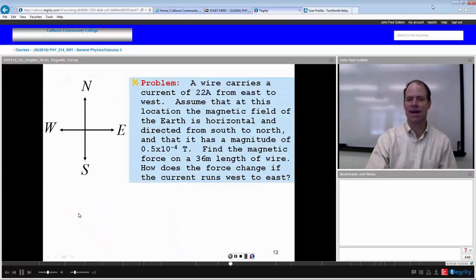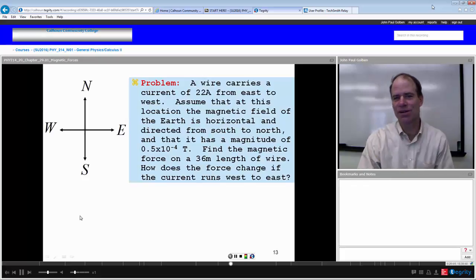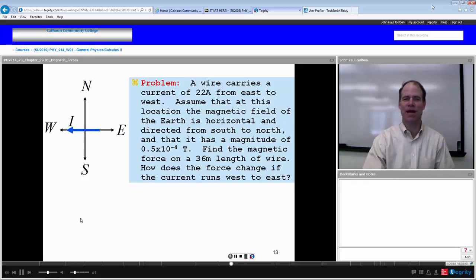Let's try this out. A wire carries a current of 22 amps from east to west. Assume that at this location the magnetic field of the Earth is horizontal and directed from south to north, and that it has a magnitude of 0.4 times 10 to the minus 4 Tesla. Find the magnetic force on a 36 meter length of wire. How does the force change if the current runs west to east?